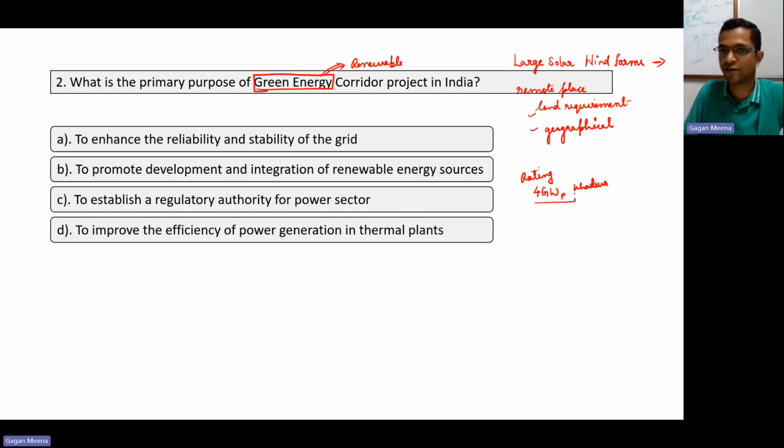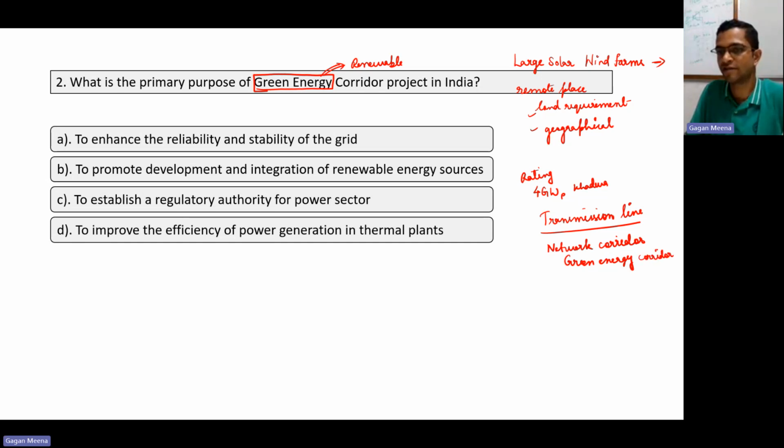It will be generating such a huge amount of power, and for transferring this power from that location to the grid, we require a corridor, like a transmission corridor. We require a transmission network, transmission lines. So we call this network, these parallel transmission lines, the green energy corridor, because it is carrying the green energy which is generated by the renewables. We call them green energy corridor.